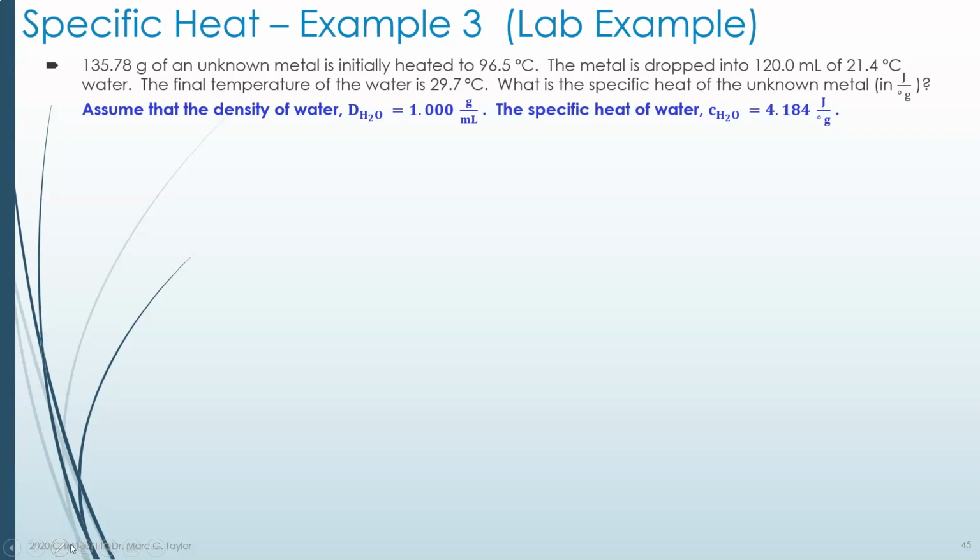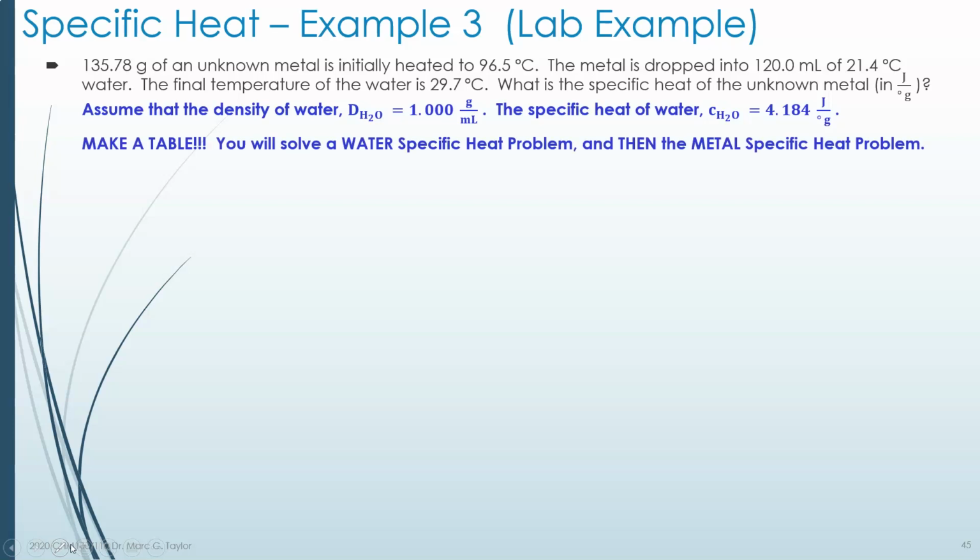The metal is dropped into 120.0 mL of water at room temperature, 21.4 in this case. So we have to turn the mL into grams first, knowing the density. Using the information we learned from the last unit, unit 1, we've learned how to calculate grams if we know the volume and the density. The final temperature of the water is 29.7 degrees C. What is the specific heat of the unknown metal?